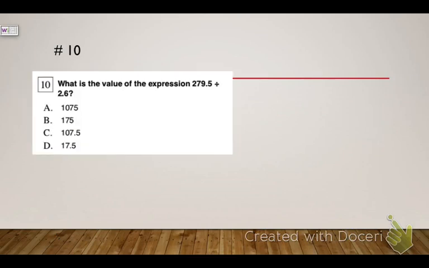Here we go, number 10. Okay, so we're going to take 279 and 2.6, 2 6/10, into 279.5, right? Good. Got to move the decimal. Move the decimal. It's located right there, and now it comes right above it. Right there. All right, so 26.